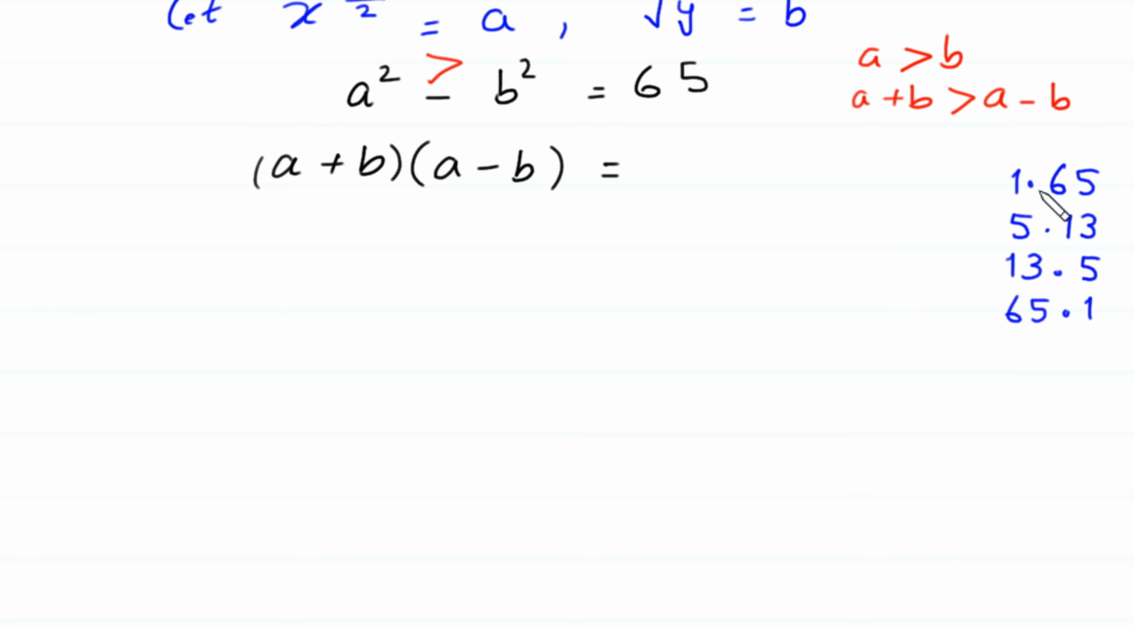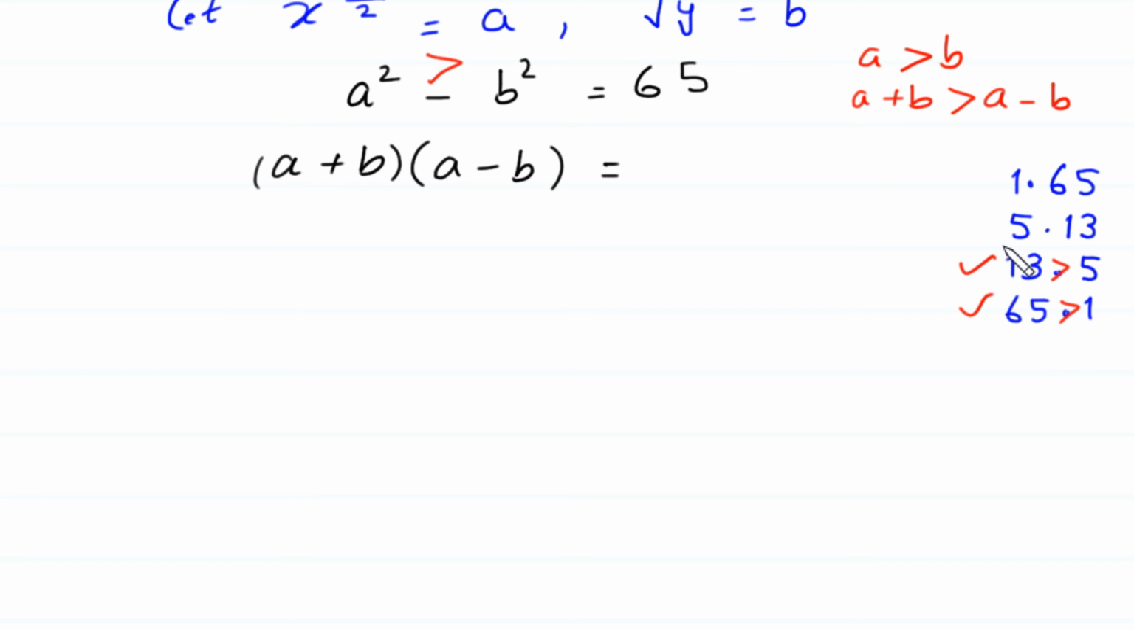So from these factor pairs we select only those pairs where the first factor is greater than the second factor, as in this factor pair 13 times 5, this 13 is greater than 5, and in this factor pair 65 times 1, this 65 is greater than 1. So we select only these two pairs of factors. We have two cases here, 13 times 5 and 65 times 1.